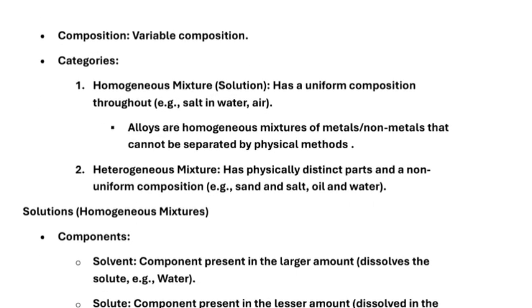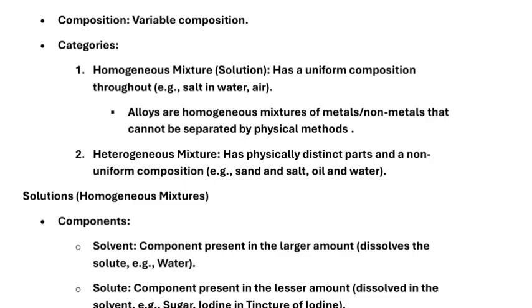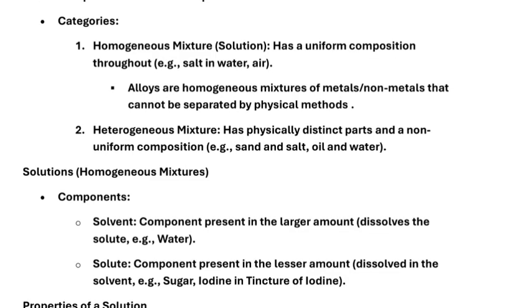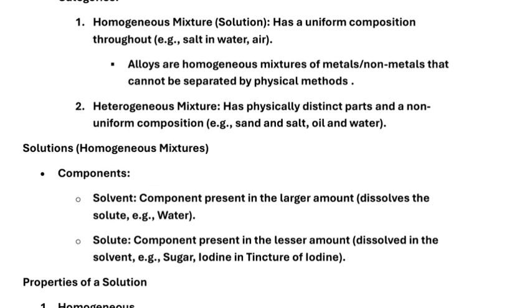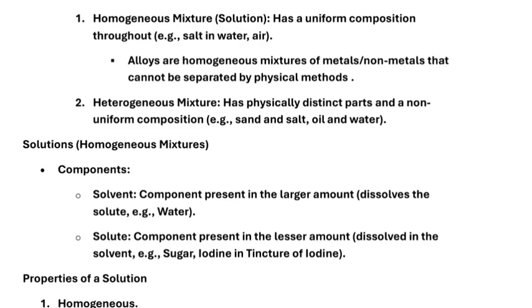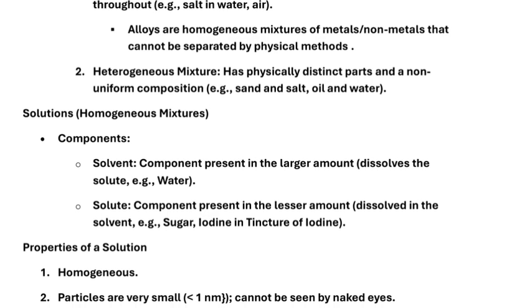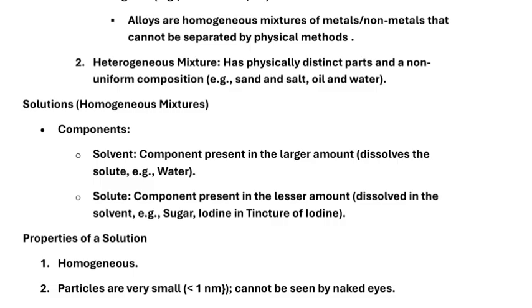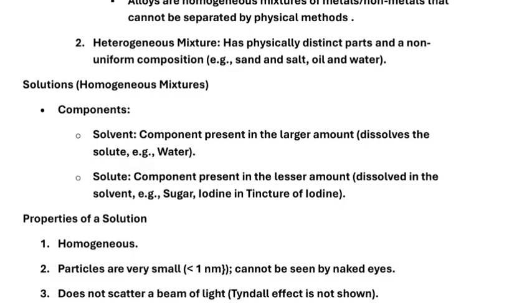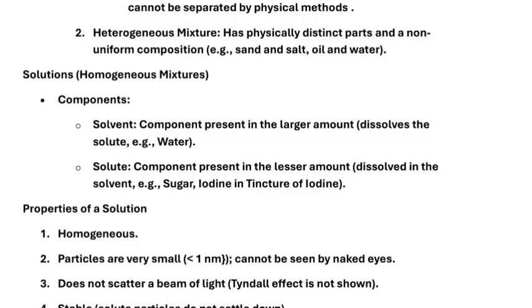Composition: variable composition. Categories: 1. Homogeneous mixture, solution, has a uniform composition throughout, example salt in water, air. Alloys are homogeneous mixtures of metals/nonmetals that cannot be separated by physical methods. 2. Heterogeneous mixture, has physically distinct parts and a non-uniform composition, example sand and salt, oil and water.